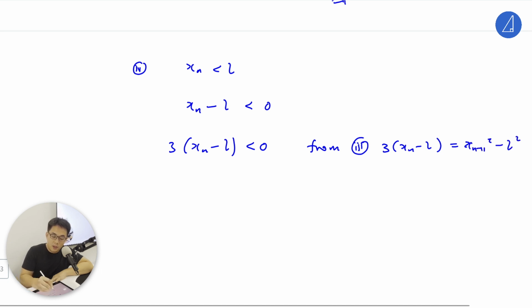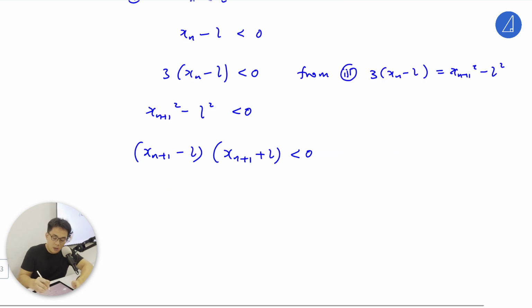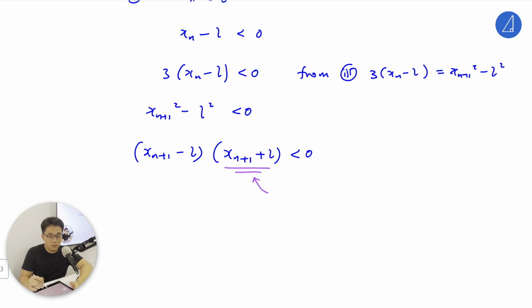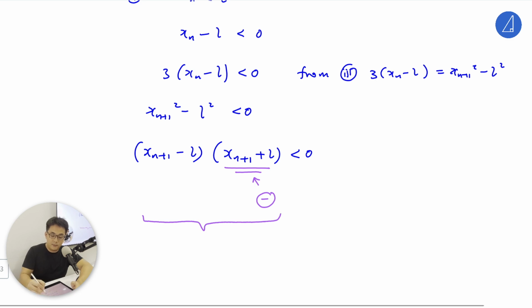So this will be xn plus 1 square minus L square. I use difference of squares. Okay. This one is positive or negative? This one here? Xn plus 1 plus L is no longer positive. This is negative, right? Correct or not? This is negative. Overall is positive or negative? Overall is negative.